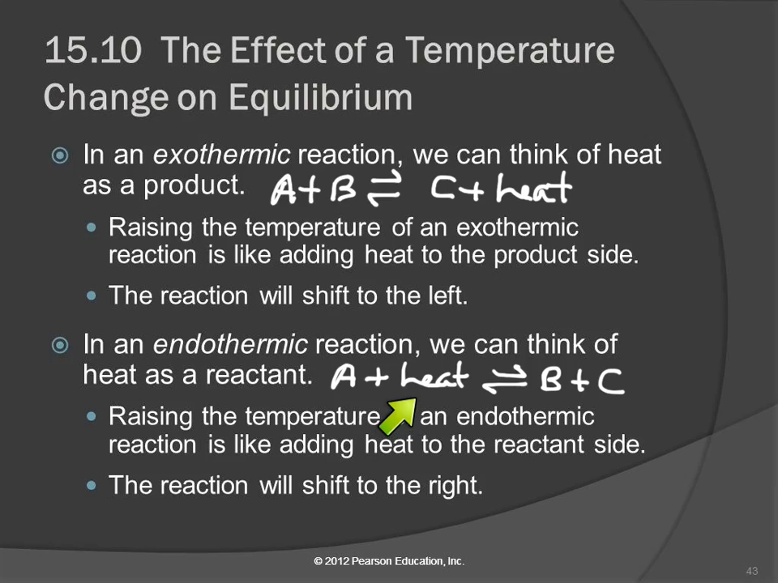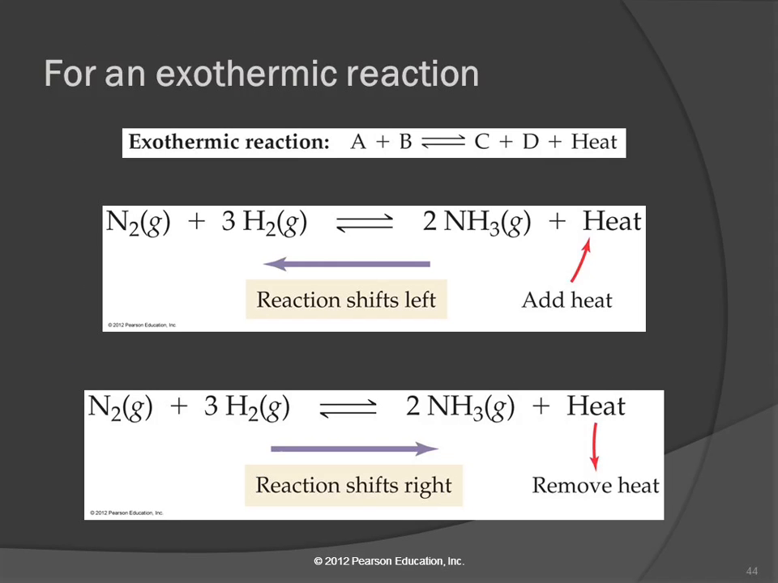If I cool it down, if I lower the temperature, that's like removing heat. Removing heat will cause the reaction to shift towards that. So here we have an exothermic reaction, nitrogen plus hydrogen in equilibrium with ammonia, and heat is being given off. If we increase the temperature, that's adding heat, causes it to shift to the left. If we decrease the temperature, that's like removing heat, and that causes the reaction to shift to the right. The reaction equilibrium will shift to fight against how it has been disturbed.